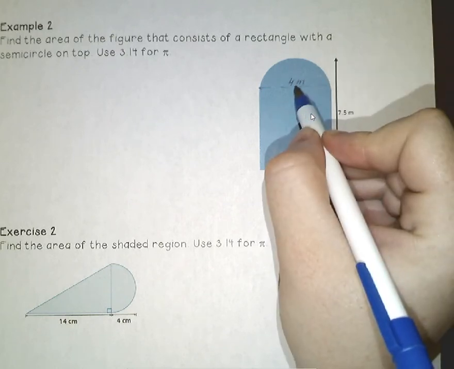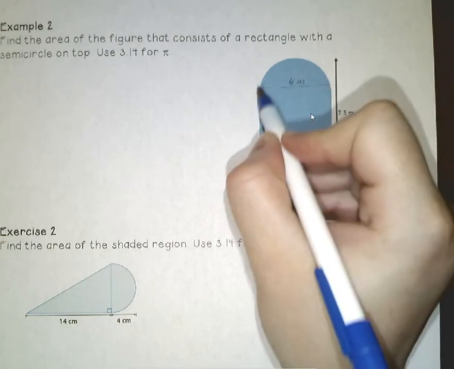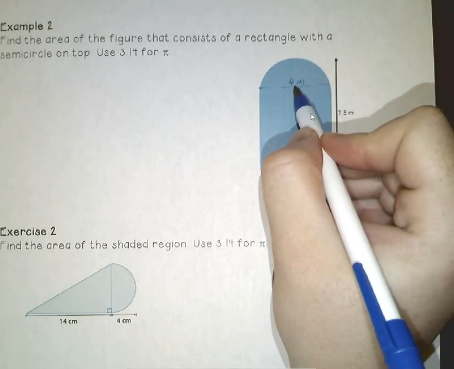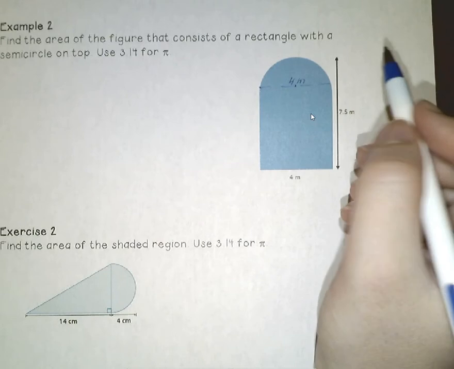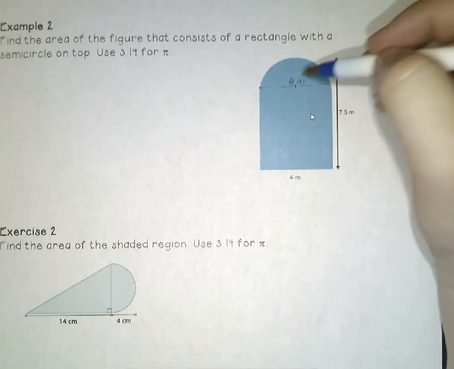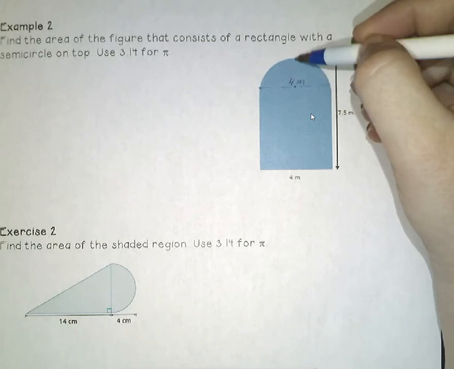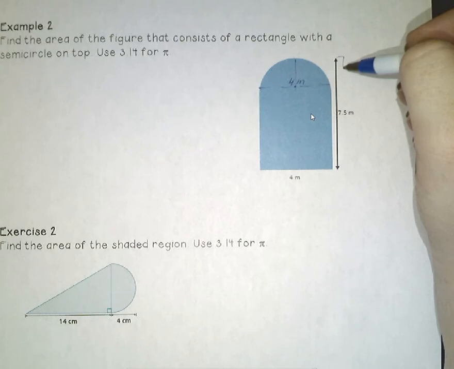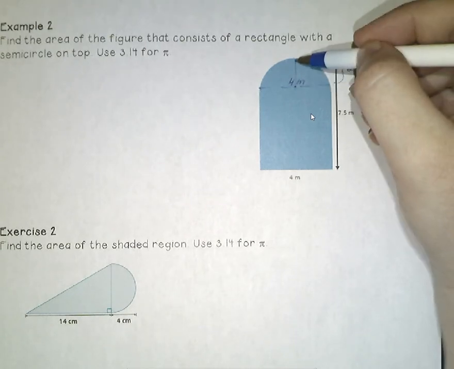It also means that this side is the diameter of our circle, of the full circle, with the radius being half of it, which is going to be 2 meters, right? Now, since the diameter is 4 and the radius is 2, radius can be anywhere, right? So this part right here is 2 meters because that is the radius of a circle.